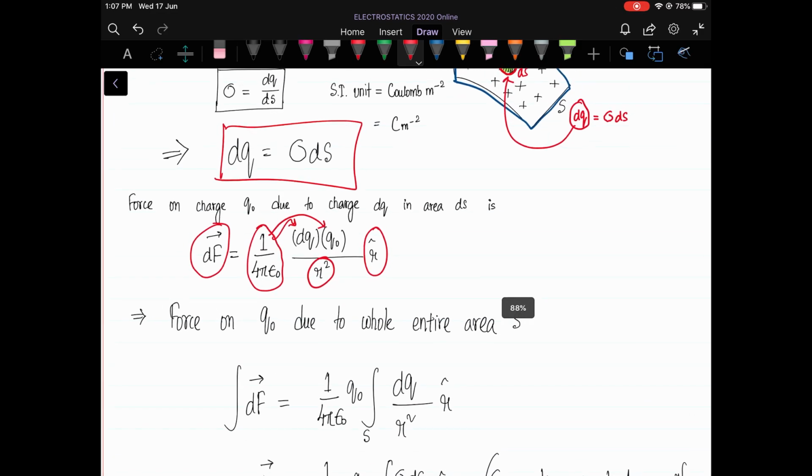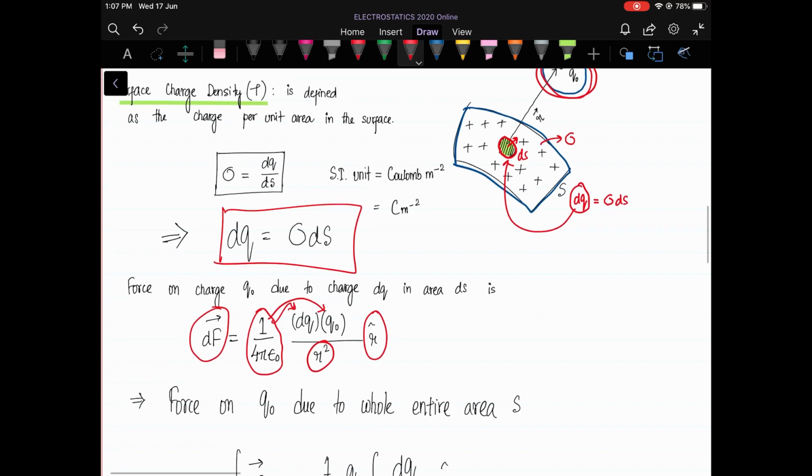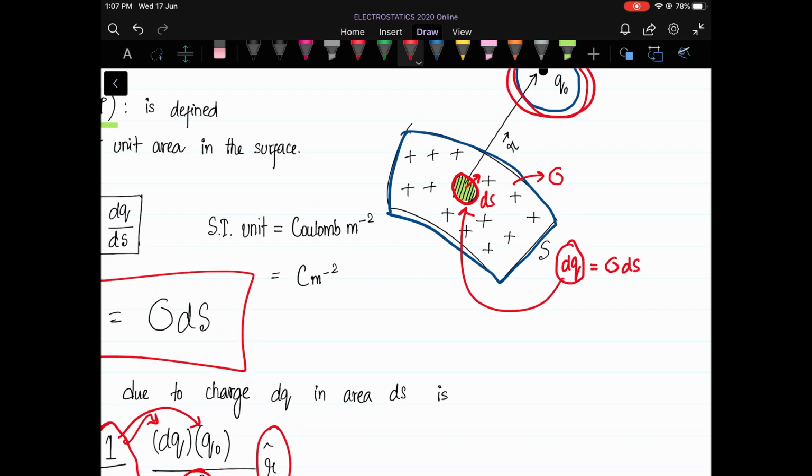Now in order to calculate the force due to the whole area, I must take all such areas in this entire surface, such that in each of the ds areas the charge present is dq. Here also we have dq. In every individual area we have a charge called dq.